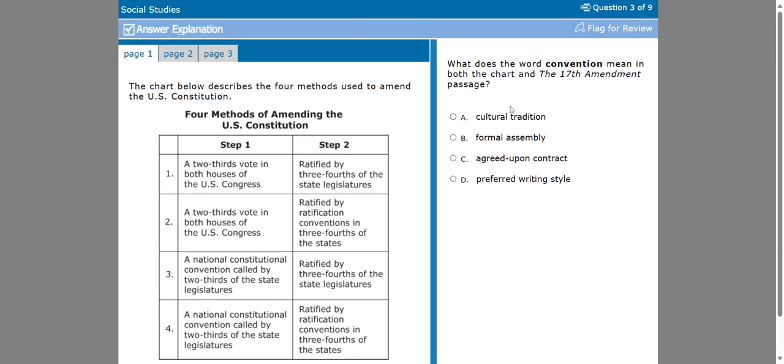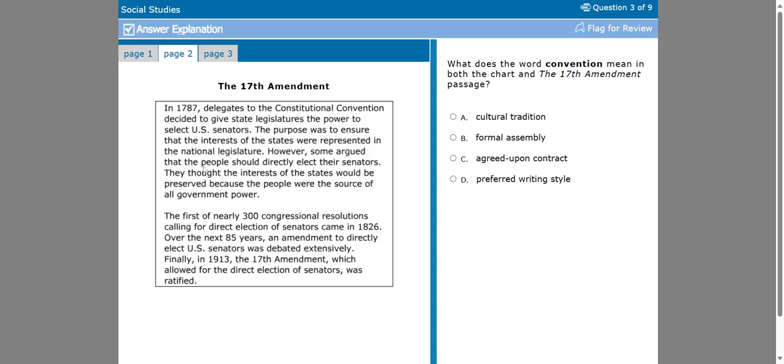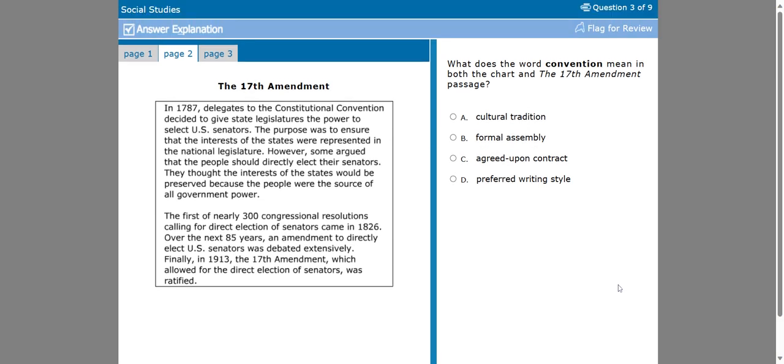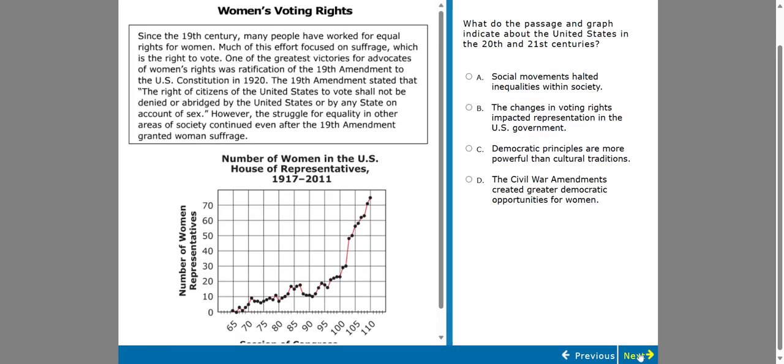Now, in this question, it is asking us, what does the word convention mean in both the chart and the 17th Amendment passage? Notice how this is sort of a similarities type of question where you have to figure out what does convention mean, not just on this page, but also in the 17th Amendment passage. And it has to apply to both of them, not just one of them. So watch out for questions involving vocabulary in context and what the vocabulary word means, and not just one piece of information, but in this case, 2 pieces of information.